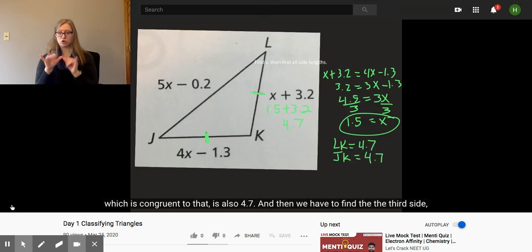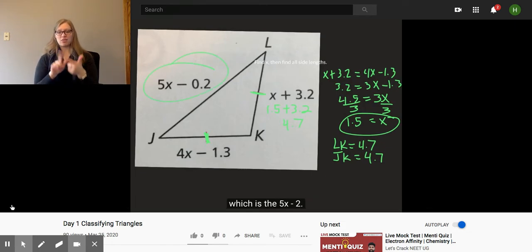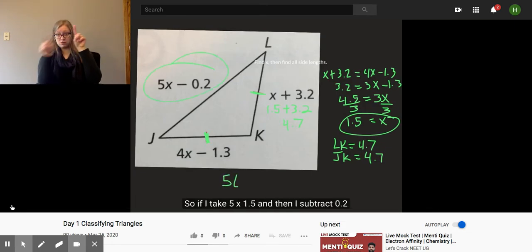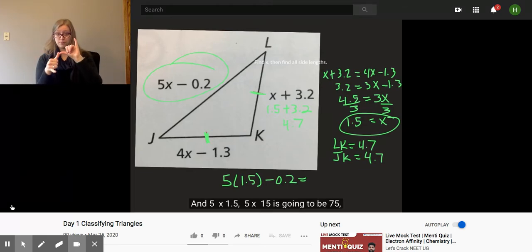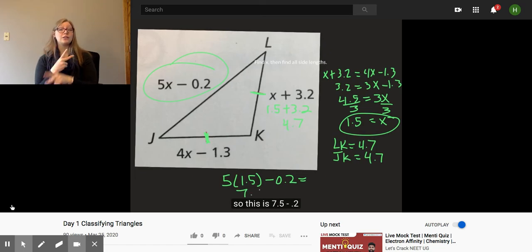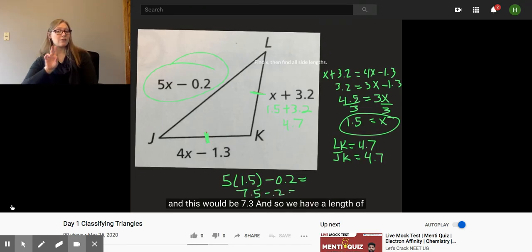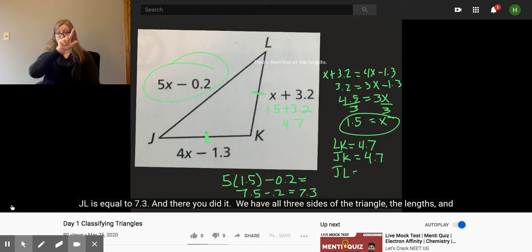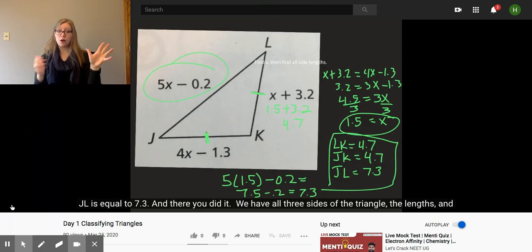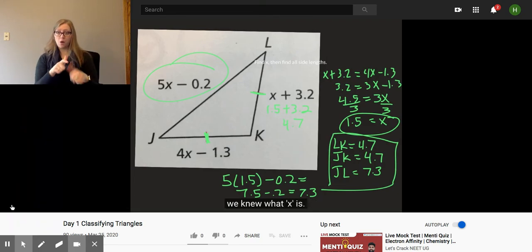And then we have to find the third side, which is the 5x minus 0.2. So if I take 5 times 1.5 and then I subtract 0.2, I will have the length JL. And 5 times 1.5, 5 times 15 is going to be 75. So this is 7.5 minus 0.2, and this would be 7.3. And so we have a length of JL is equal to 7.3. And there we did it. We have all three sides of the triangle, the lengths, and we knew what x is.